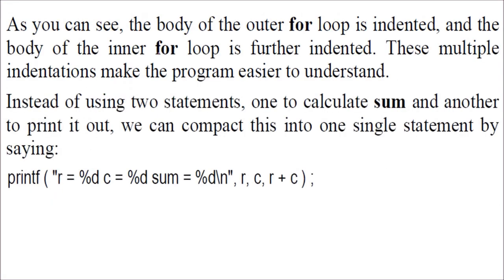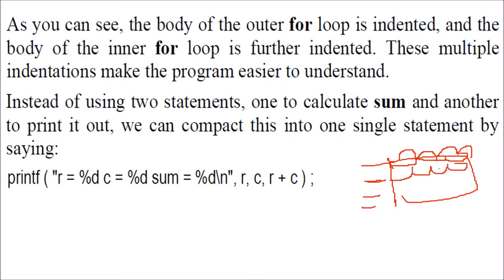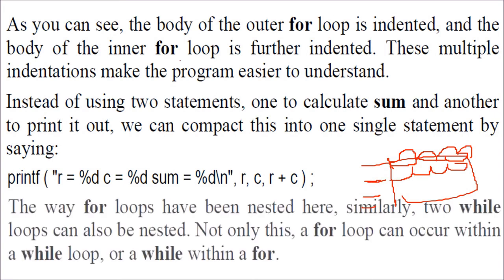So the outer loop will take you to the number of rows and the inner loop will take you to the columns inside the first row. Then the outer loop again increments the row, and there will be the column numbers for the second row. This goes on.